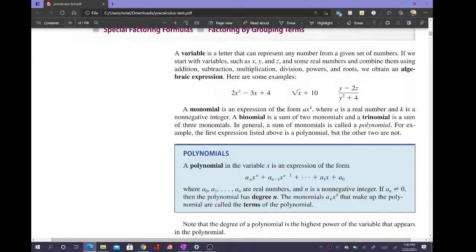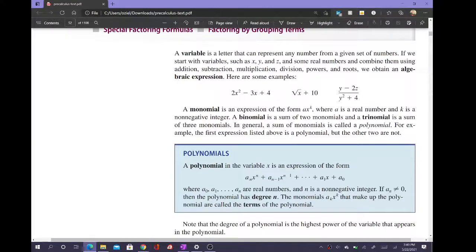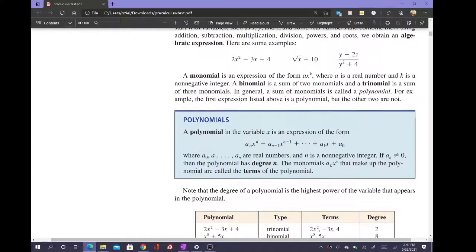But actually, I don't think this can be a polynomial, unless it was of the form x to the 1/2, then I believe it is. But since this is a square root function, I don't think it's a polynomial. I'll have to double check, but also this one cannot be a polynomial because it is a rational function, but all of these are algebraic expressions.